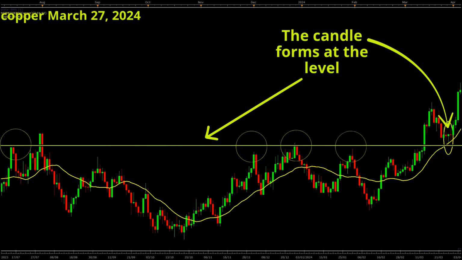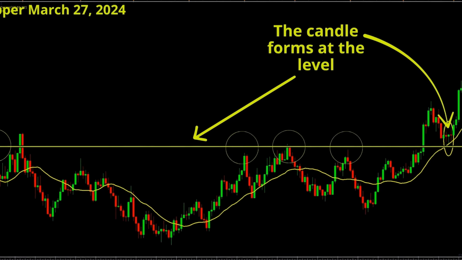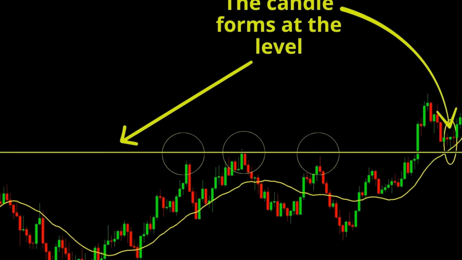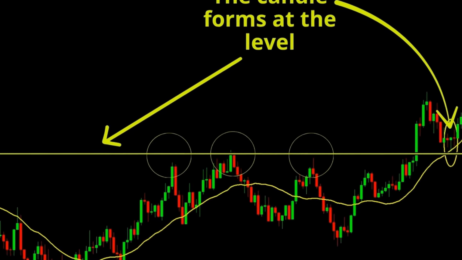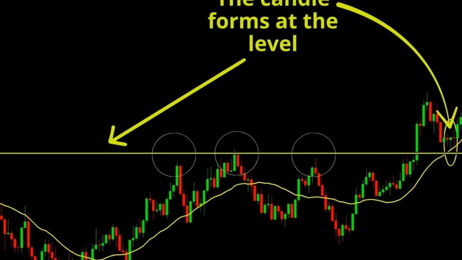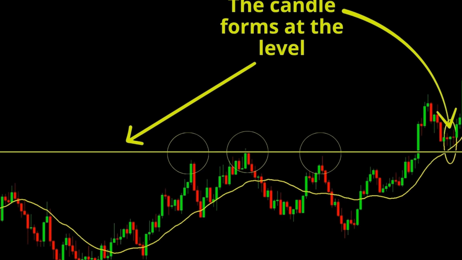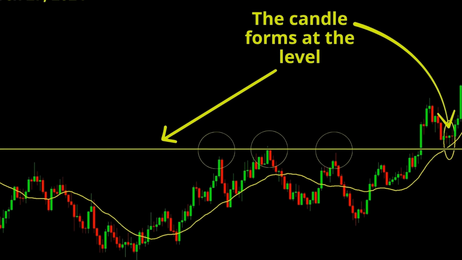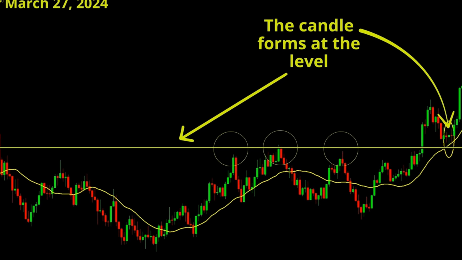Finally, we zoom out to confirm the context. The pin candle is not just random. It is forming precisely at the key level, which has acted as a strong support area multiple times in the past. This confluence of a clear trend, a respected level, and a powerful pin candle signal provides the high probability edge we are looking for.